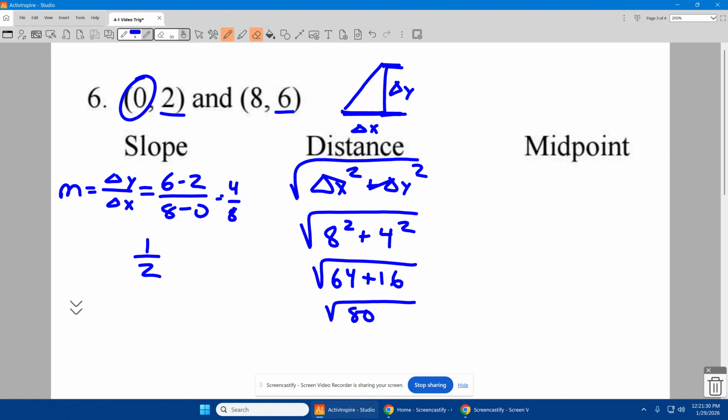I know the square root of 81 is 9. So this is like 8.9 and so on, whatever it gives you, approximately. So it's almost 9, but not quite. The square root of 81 would be a perfect 9, and it's not that.